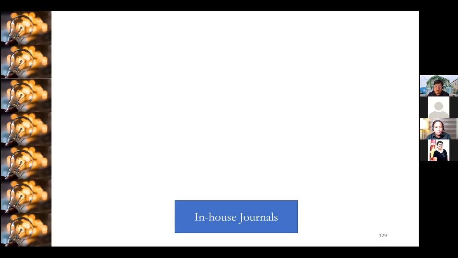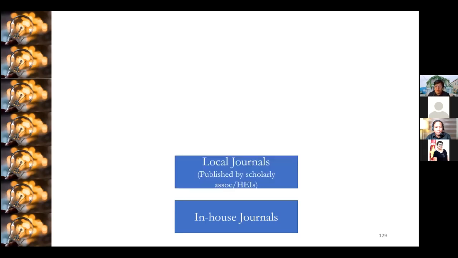So typically, they are much easier in terms of requirements and at the same time, the level of acceptability or the percentage of acceptability for our paper is high for in-house journals. Then we also have what we call local journals, which are published by scholarly association or higher education institutions.